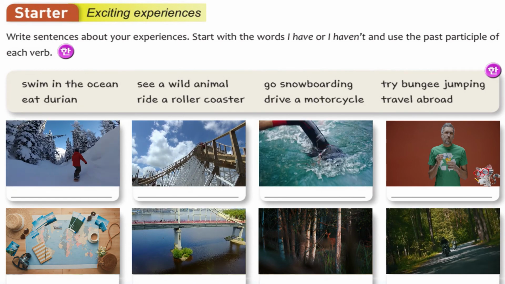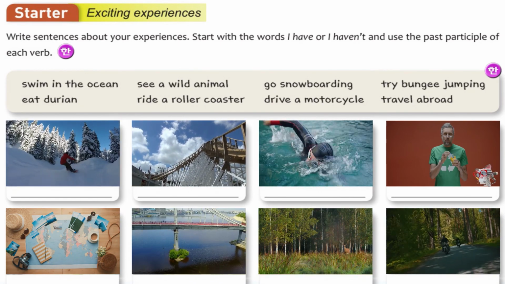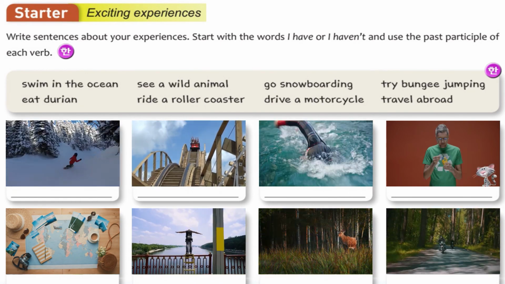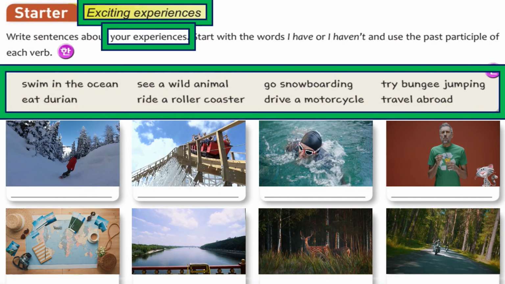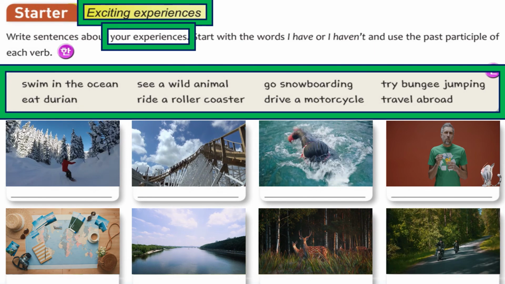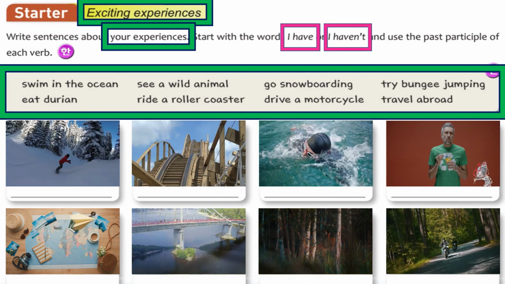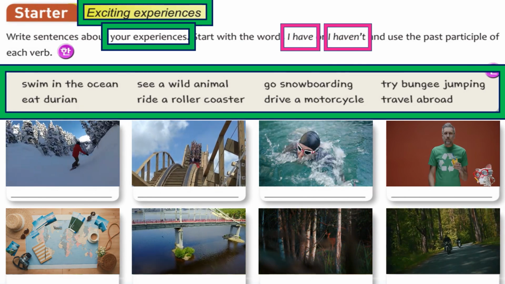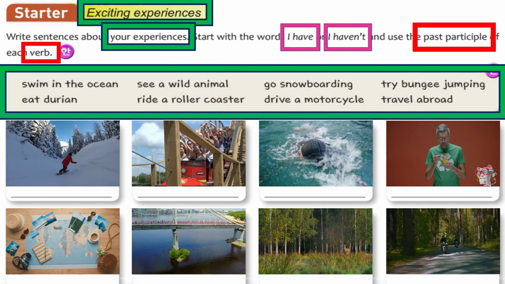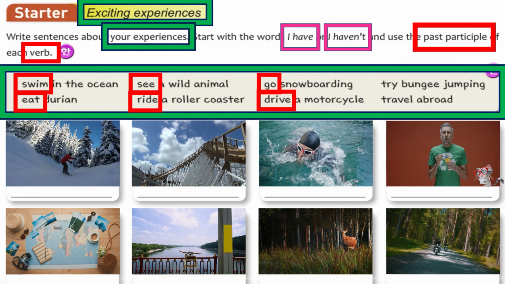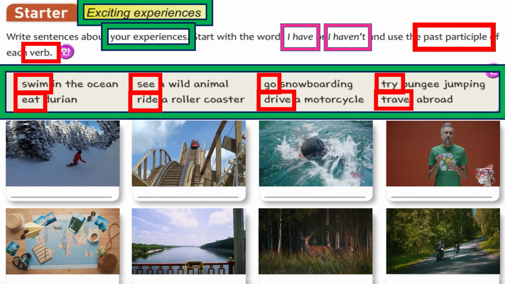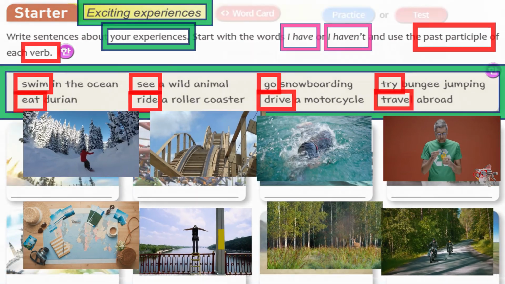Yes, I have. And now I'm going to drive my motorcycle because this is the end of talking about exciting experiences. In homework, you're going to be asked to write about your exciting experiences using have or haven't and the past participle for each verb. And I am now going to drive my motorcycle away and finish this unit.